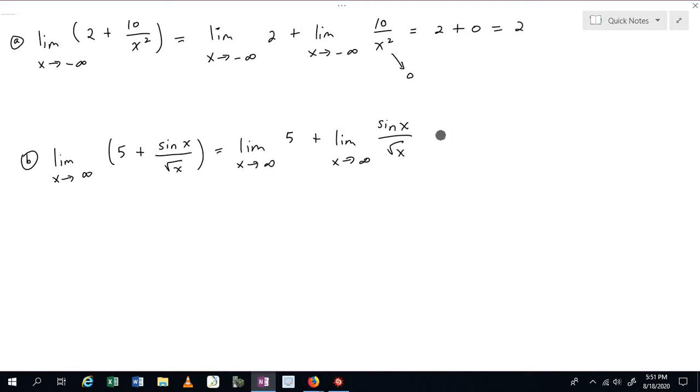Okay, of course the limit of this is equal to 5. Now we need to find this limit. So here's how we're going to find this limit. We're actually going to use the squeeze theorem.